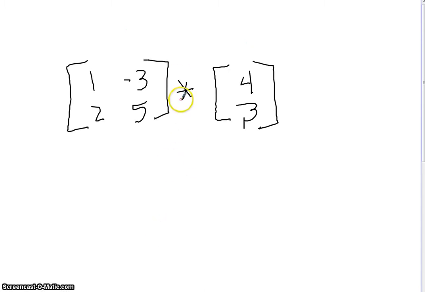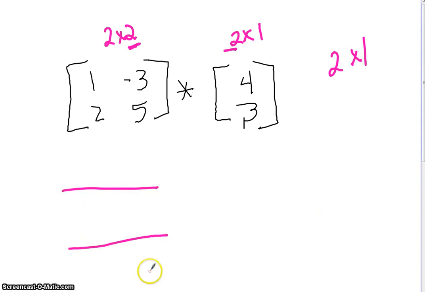This one wants you to multiply as well, so we start by looking at our dimensions. We have a 2 by 2, and we have a 2 by 1. You look at the inside number, it's the same, so yes, we can do this. Look at the outside numbers to get the dimensions of the answer. It's going to be a 2 by 1. So we have 2 rows, 1 column.